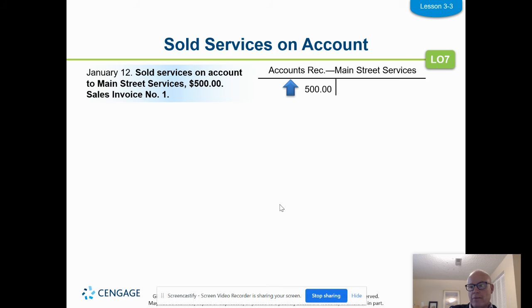We increase an asset with a debit. We increase sales, which is an account under owner's equity. We increase that with a credit. All right, no cash changed hands. We just gave them a sales invoice. They walked out the door with their stuff, in this case some web service. It's intangible. We increase the asset. They will pay us later.